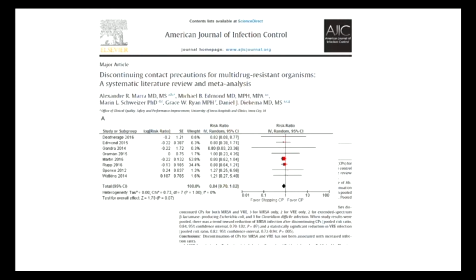So this group and a few others have looked at the idea of discontinuing routine contact precautions for multi-resistant organisms and did a systematic literature review and meta-analysis. And luckily they got the right result. They found really that there's no risk in stopping routine contact precautions for a range of MROs. This covered MRSA and VRE.